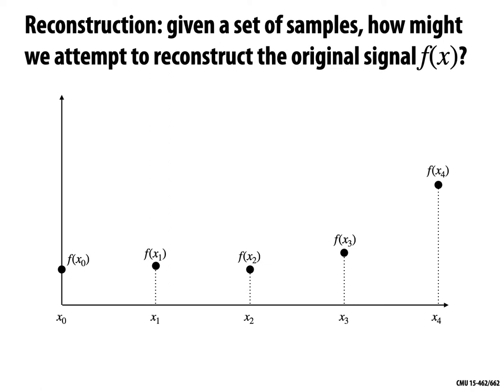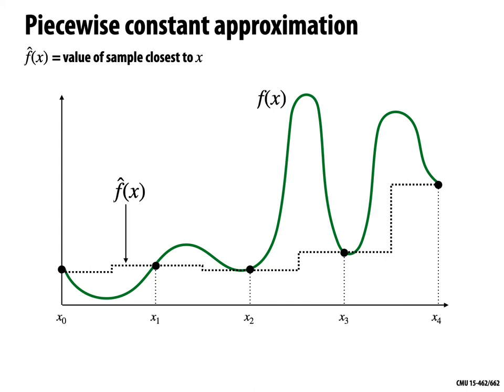What do you think? So if I have just these values, f of x0 through f of x4, how do I make a continuous function that roughly looks like these sample points? Well, one really basic idea would be to use a piecewise constant approximation. I don't know what the function is equal to for every value of x. So what I'm going to do is just say, okay, find the closest value of x where I do know the function value and just use that one. And that gives me my approximate function, which I've called f hat of x here.